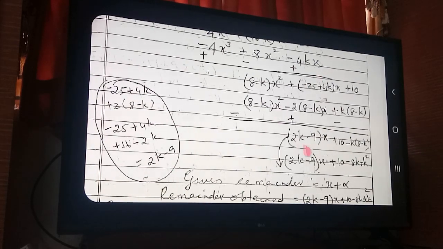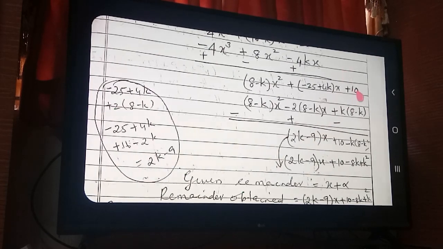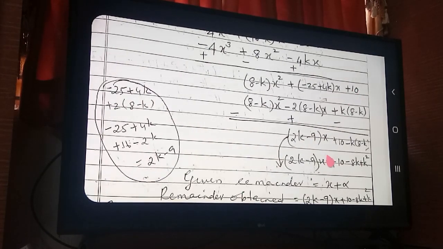See here again once more, see this term minus 25 plus 4k plus 2 into 8 minus k. This simplification I did here for your convenience. Okay. Then only you will get it clearly. So what you got, the coefficient of x? 2k minus 9 into x. Clear? Now 10 minus k into 8 minus k.